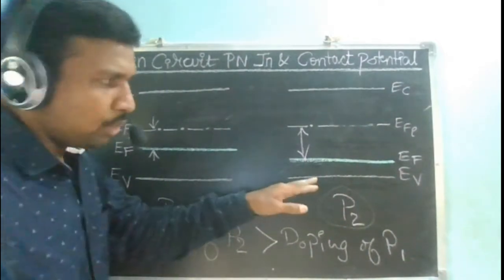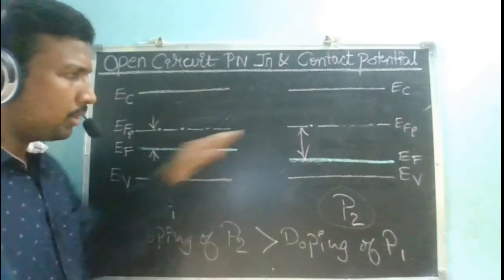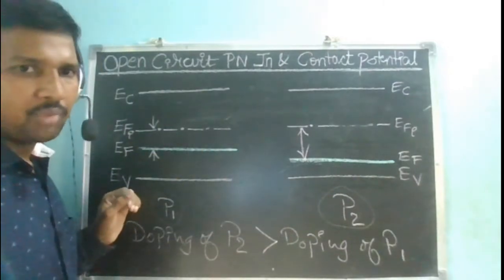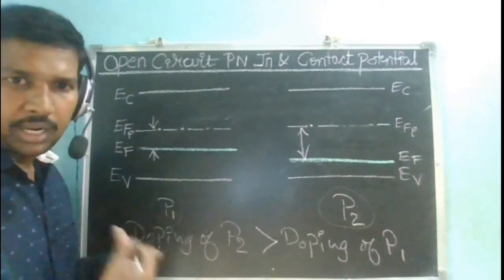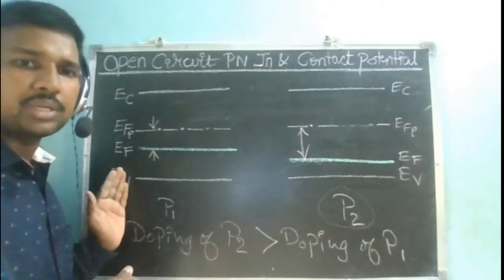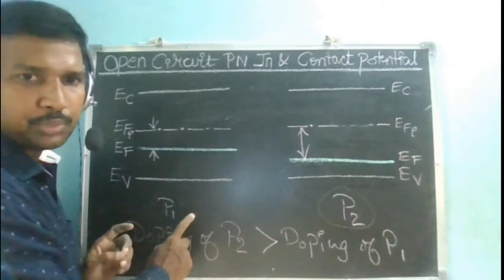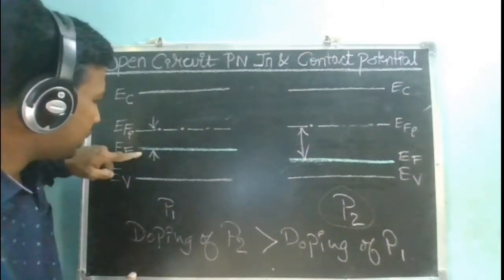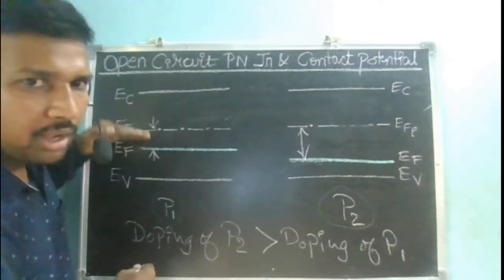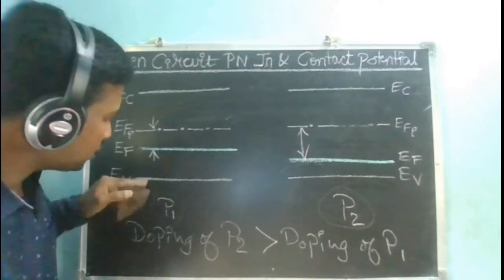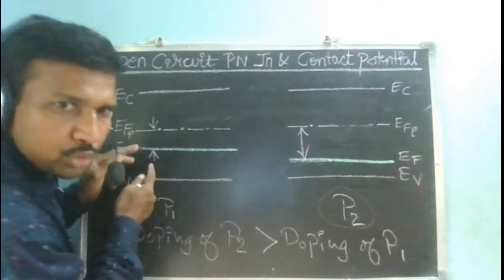So when holes from P2 are moving onto P1, what is going to happen? P1 is going to acquire more and more holes compared to the holes it originally had. What do you say about the EF position: does it move towards the center, or away from the center? It moves towards the EV.